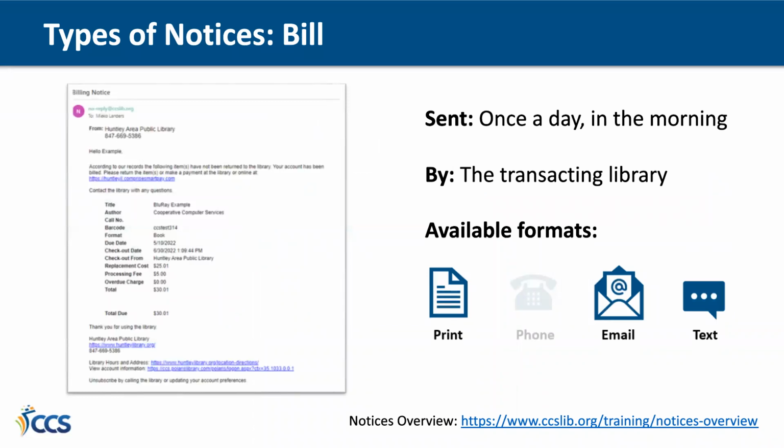Just like overdues, bill notices are generated once a day in the morning and sent by the transacting library. In terms of how these bill notices are delivered, they are available as emails, text messages, or print notices. So bills will not be sent via phone notice. For those phone notice patrons, they will instead generate a printed bill.